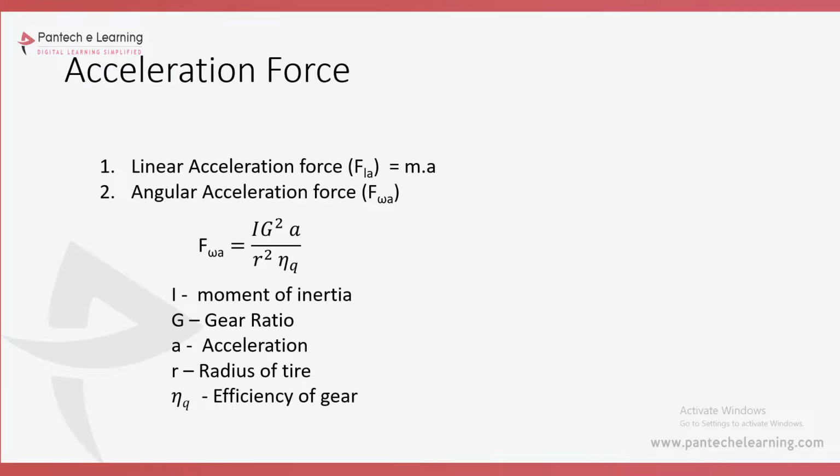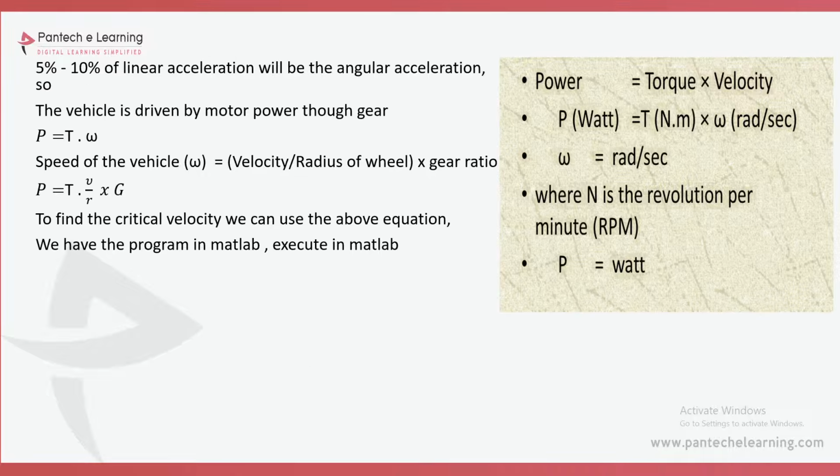Whatever type of gearbox you choose, the efficiency is mentioned in the data sheet, so you just take the value from the gearbox efficiency. The radius of the tire depends on what type of tire we use. Then the gear ratio of your gearbox, and the moment of inertia you get from the area. Okay, so 5 to 10 percent of the linear acceleration will be the angular acceleration.